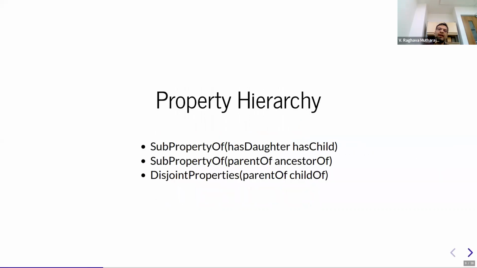And you have similar hierarchies in properties. So you can have subproperty of: has daughter is a subproperty of has child, and you can also say that these two are disjoint of each other, disjoint property.